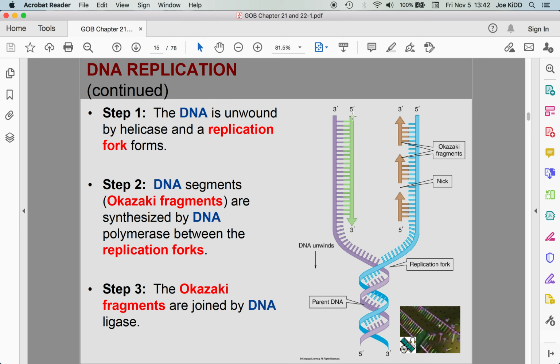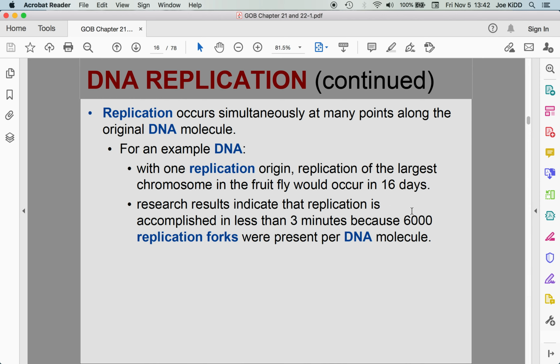So on one side, we're able to go from 5 to 3 very easily. However, on the other side, we have to go 5 to 3 in sections, and then they will be knitted together because it's going to unwind this way. So it's going to make 5 to 3, and it's going 5 to 3, 5 to 3. It's very easy to do it this way. So where these nicks are, these will have to be fixed later.